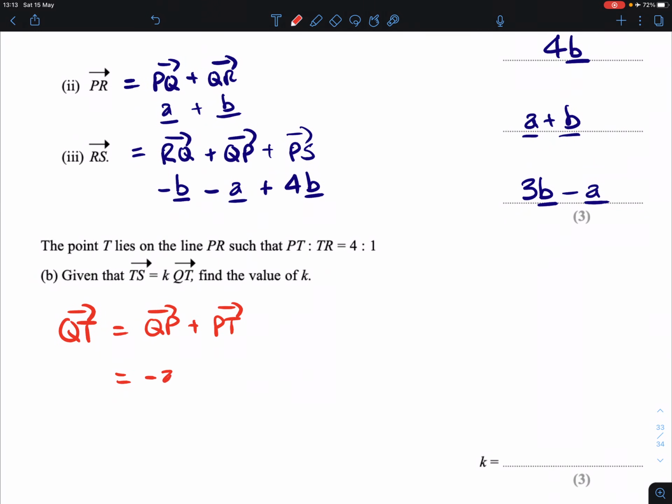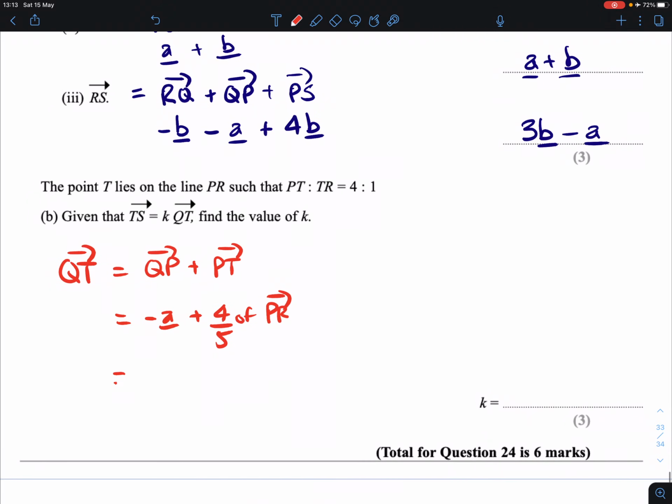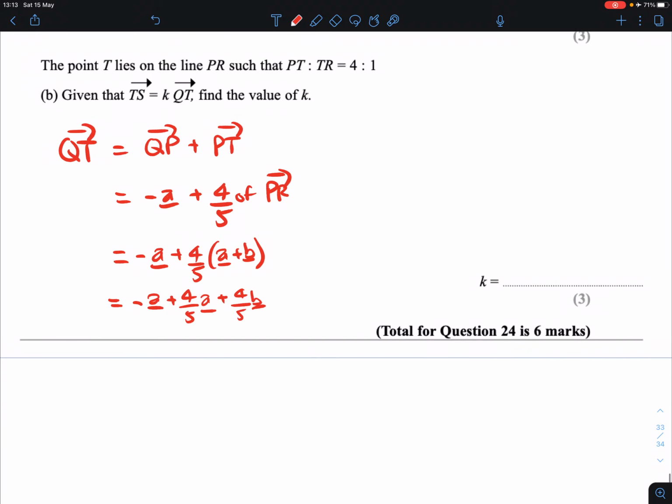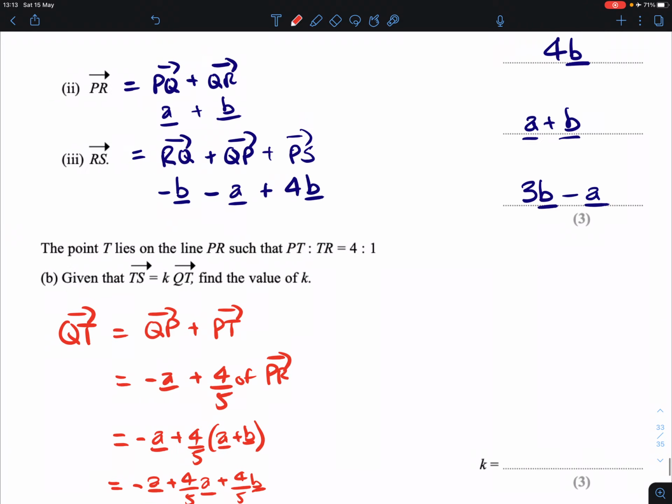So we have a minus A for this, plus 4/5 of P to R, which we know from before, A plus B. So I'm going to have negative A plus 4/5 of A plus B. When we break that out, we get 4/5 A plus 4/5 B. And then when the dust settles with that, we're going to end up with negative 1/5 A plus 4/5 B. So that's Q to T.